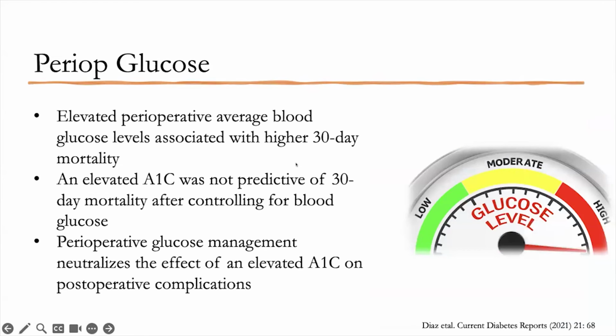When we actually look at perioperative glucose, it's really the average blood glucose levels around the time of surgery that are associated with mortality and poor outcomes. And an elevated A1C just by itself wasn't predictive of 30-day mortality after you control for the blood glucose. And so what that implies is that preoperative glucose management can neutralize the effect of an elevated A1C on post-op complications.